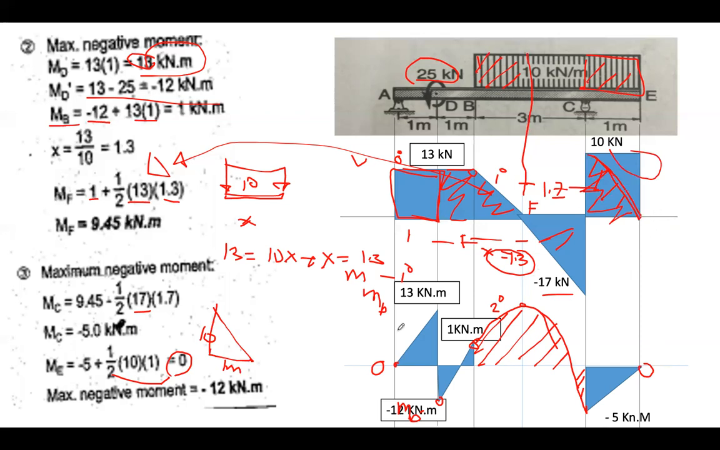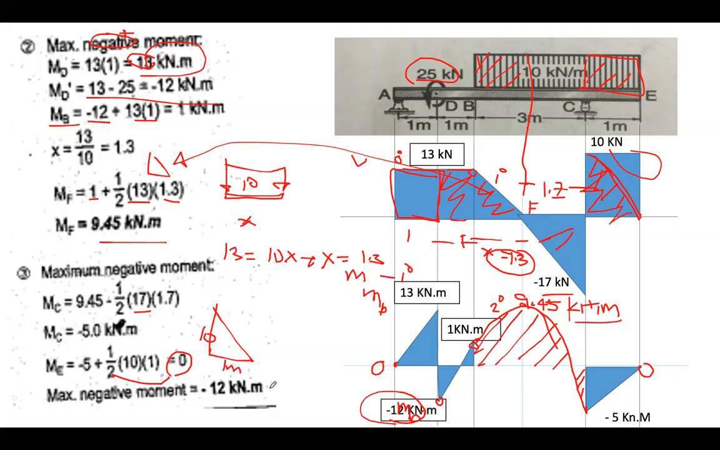Here is 0. Okay. So, what is the maximum negative moment? Okay, ito na 9.45 dapat dito. Okay? This one should be positive, okay? This is positive moment. Ito kinumpute natin 9.45 kilonewton meter. Okay? And the negative moment, andito naman malinaw sa baba.